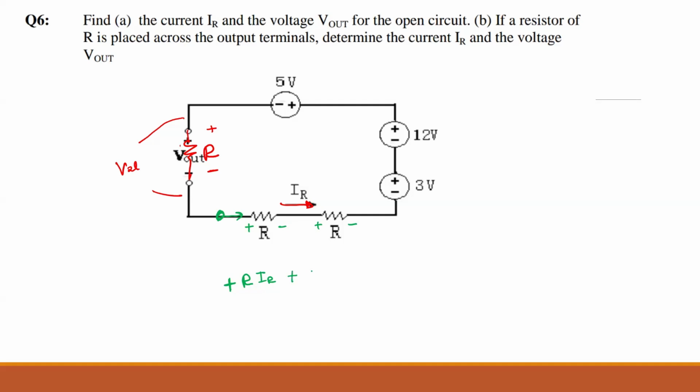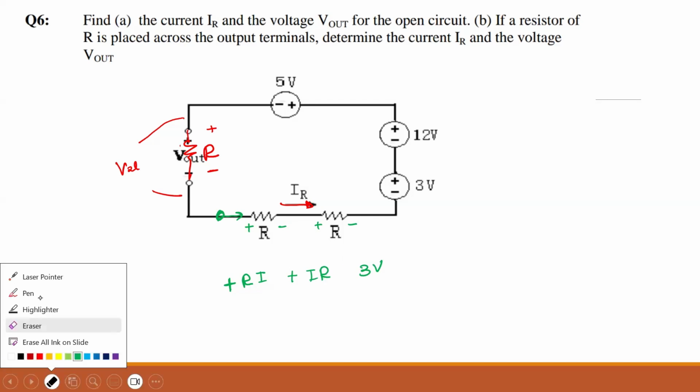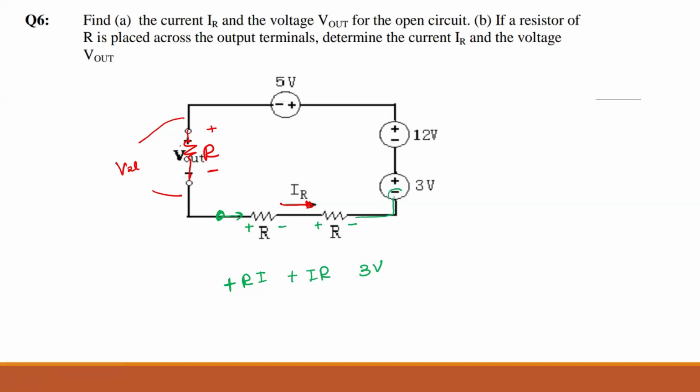Plus, again, IR. Then you have 3 volts, negative, because going to the negative side. Negative, and -12 plus 5. And again, coming to the positive side, so positive IR is equals to 0.